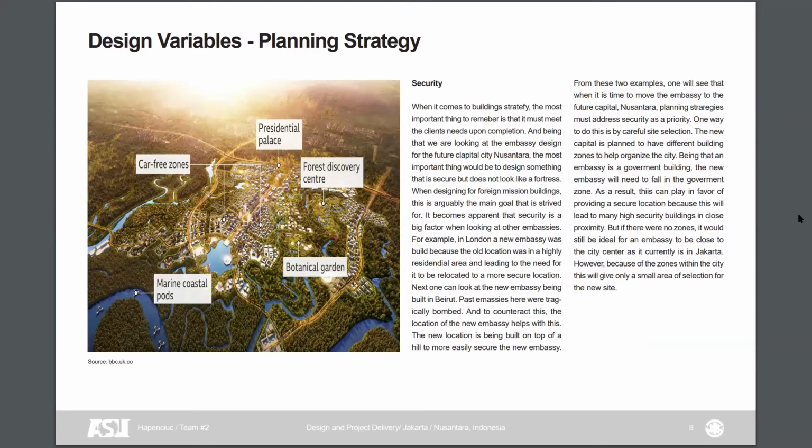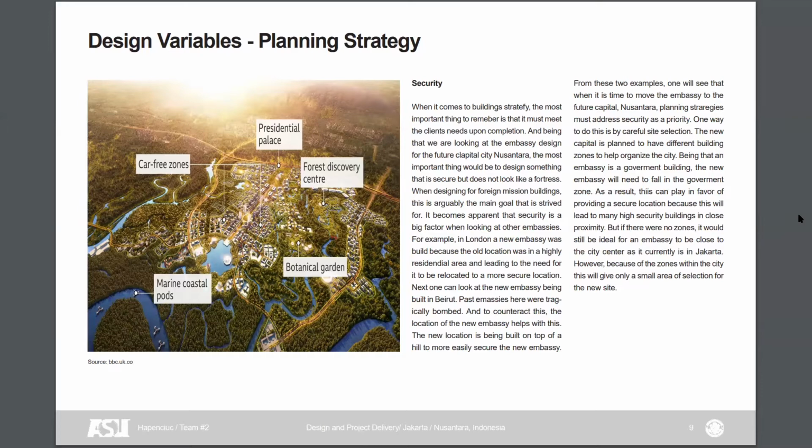Coming to the design variables, the planning strategies in the new site. When it comes to the building strategy, the most important thing is to meet the client needs. Looking at the embassy design in Nusantara, the building has to be secured, but not look like a fortress. It is apparent that security is the biggest factor while designing embassies. London and Beirut embassies can serve as examples where the embassies had to be relocated for safety issues.